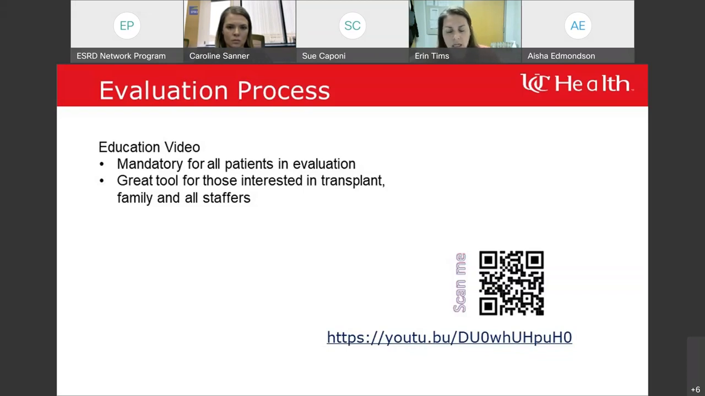They're given a link. We try to send them out in emails if it helps. We obviously help people throughout the process if we need to resend the link. But for those of you that are interested, this is a great tool for any staffers, for family, for patients who don't even know if they're ready for transplant.